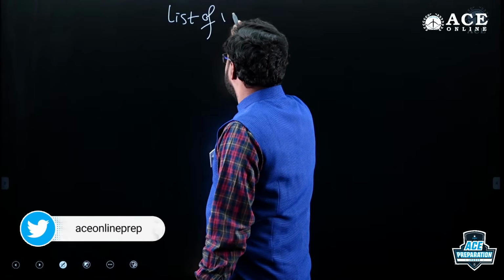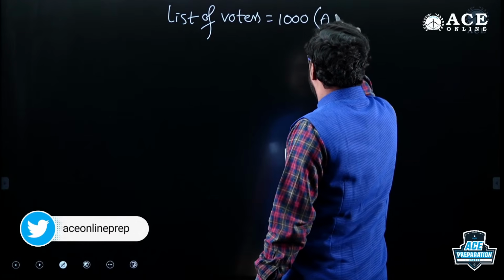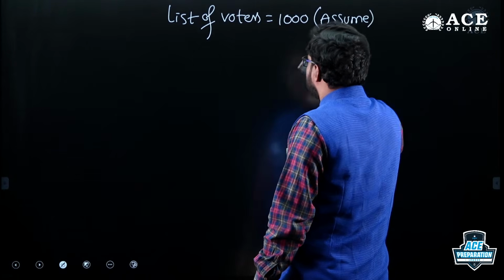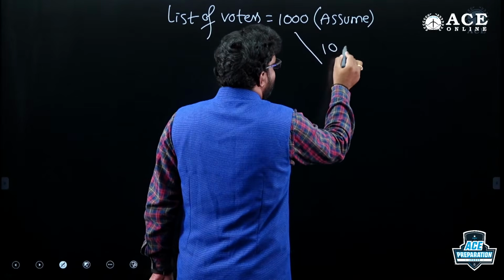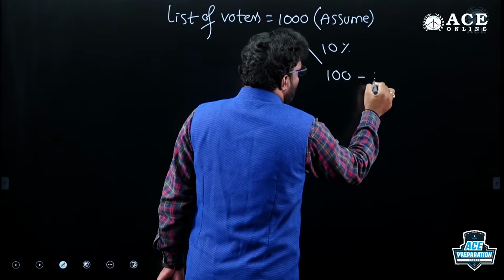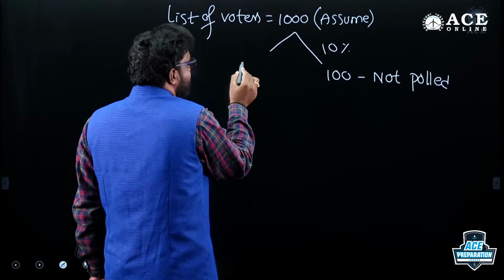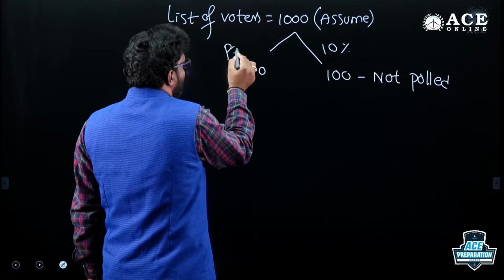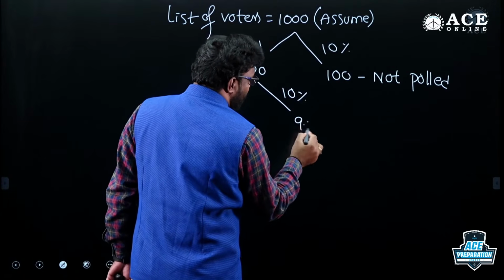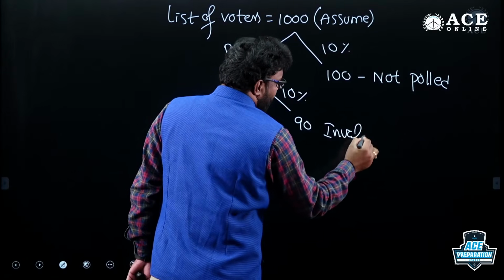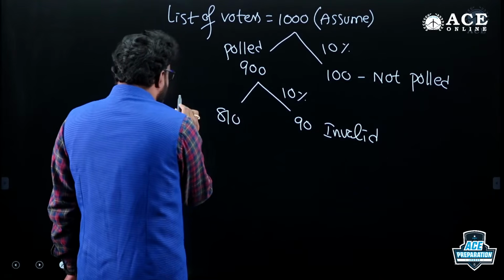I am assuming the list of voters is 1,000. This assumption method is again useful for you in compound interest and simple interest as well. So list of voters, assume 1,000. Now 10% is not polled, means 100 gone. 100 people are not polled. 10% is divided by 10, right? Now how many attended for polling is 900 people polled. Among polled, 10% is invalid. 10% means 90 votes are invalid. How many are valid is 810. Now this is valid. Valid is 810.